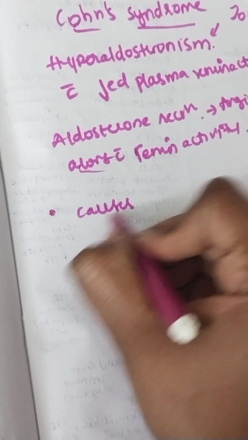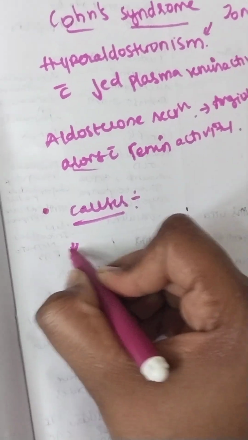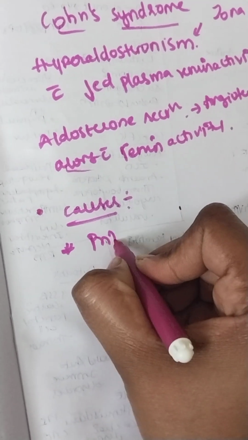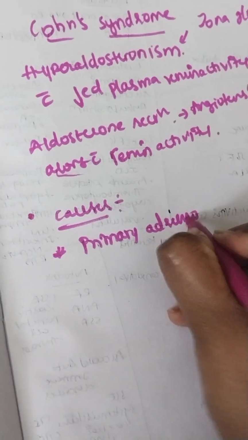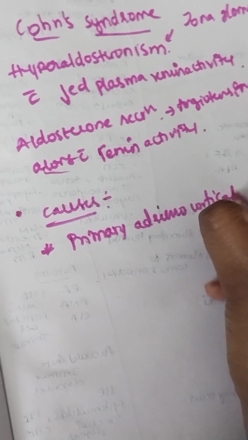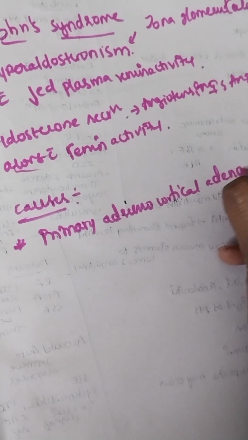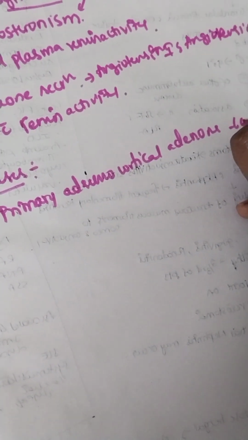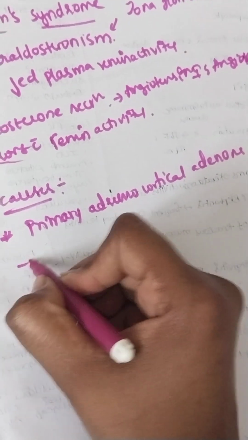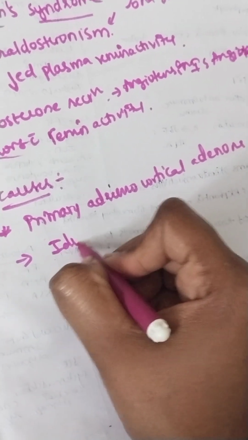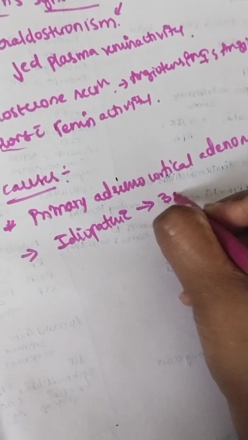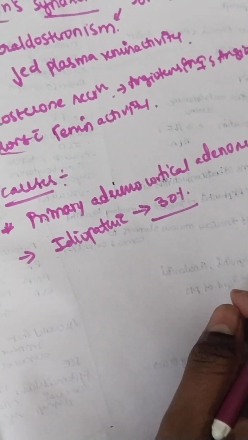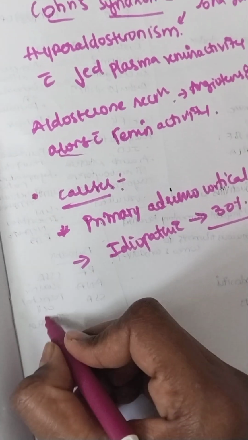What are the causes for this? The first cause is a primary tumor, adrenocortical adenoma, in 60% of cases, and next idiopathic. If you don't know the cause, we'll write idiopathic, right? In 30% of cases.